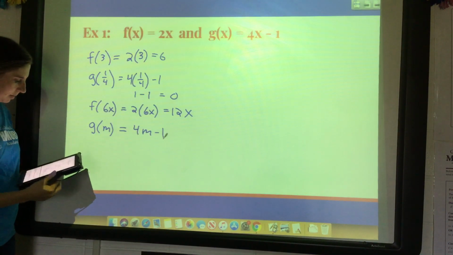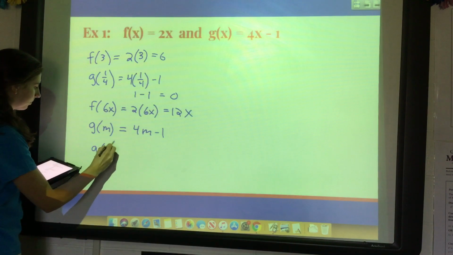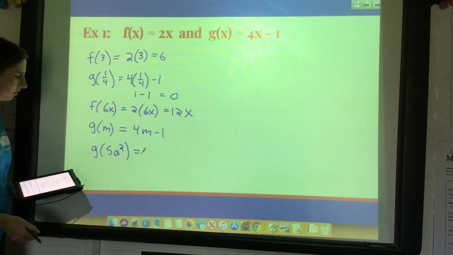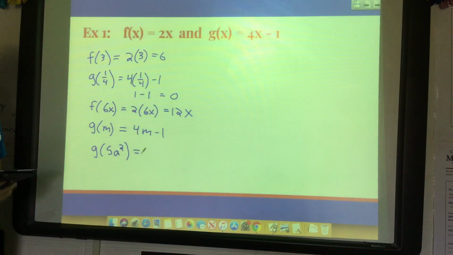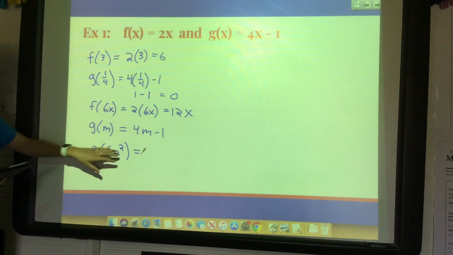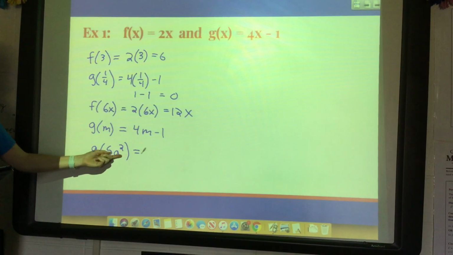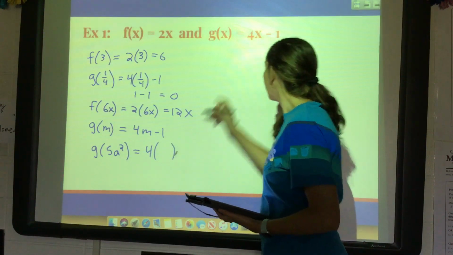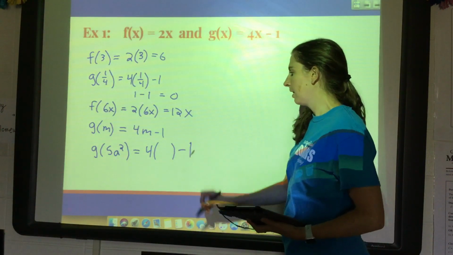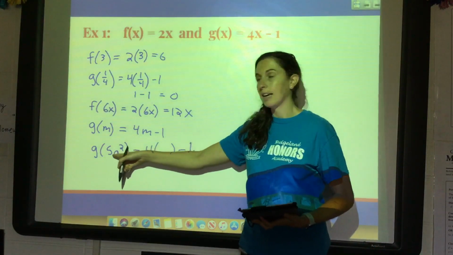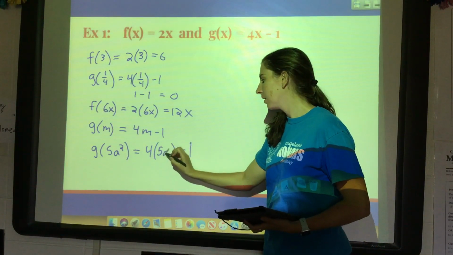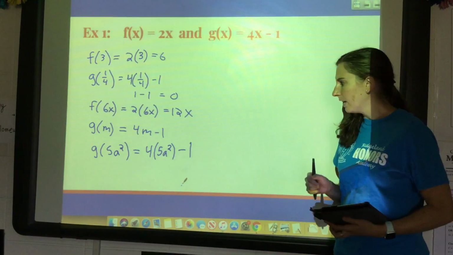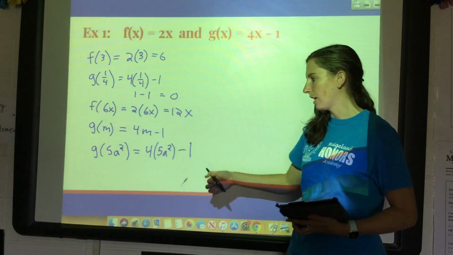All right, what about g of 5a squared? Again, I'm just going to take out the current input and put in 5a squared. So g is 4 times the input minus 1. I'm going to take out the x and put in 5a squared. And that's it. I just need to simplify a bit. 4 times 5 is 20.